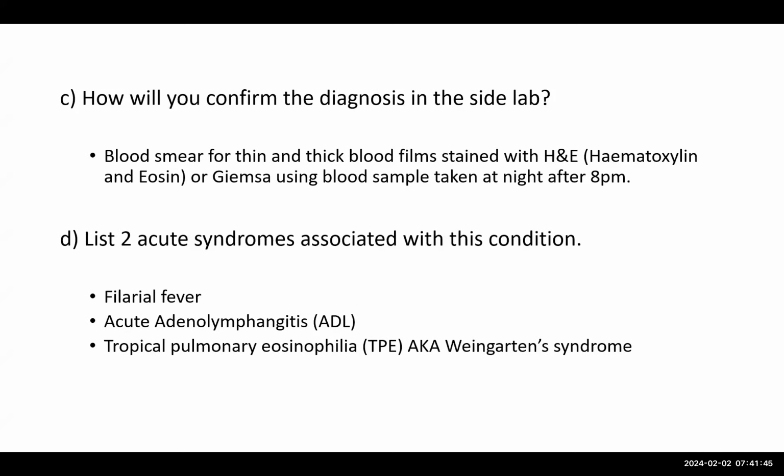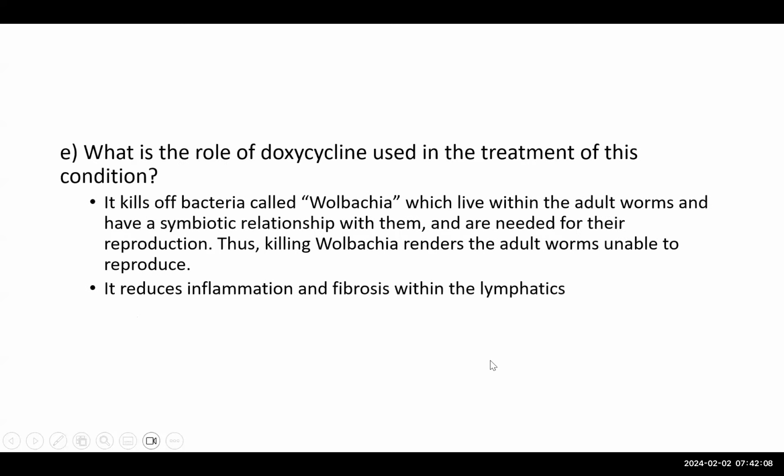So this is the diagnosis. I've said nocturnal blood samples taken after 8 p.m. Then acute syndromes include filarial fever, where patients have bouts of fever, joint pains, enlarged lymph nodes and all of that. There's acute adenolymphangitis. There's tropical pulmonary eosinophilia, also called Weingarten's syndrome.